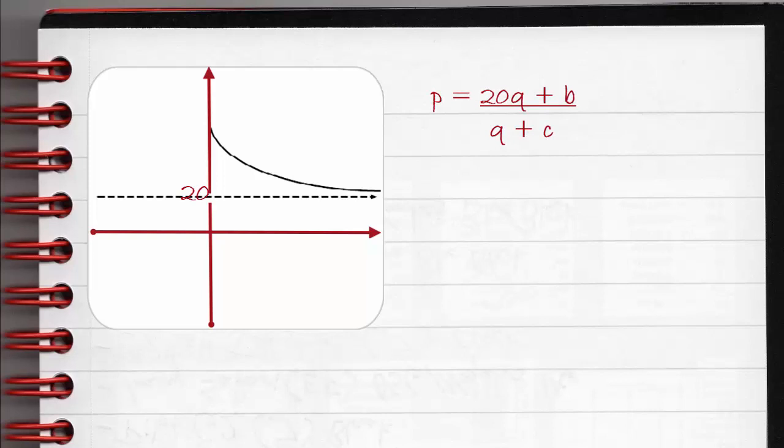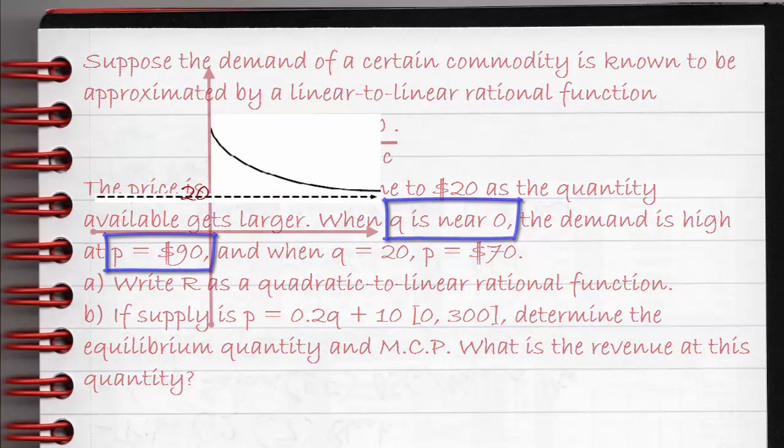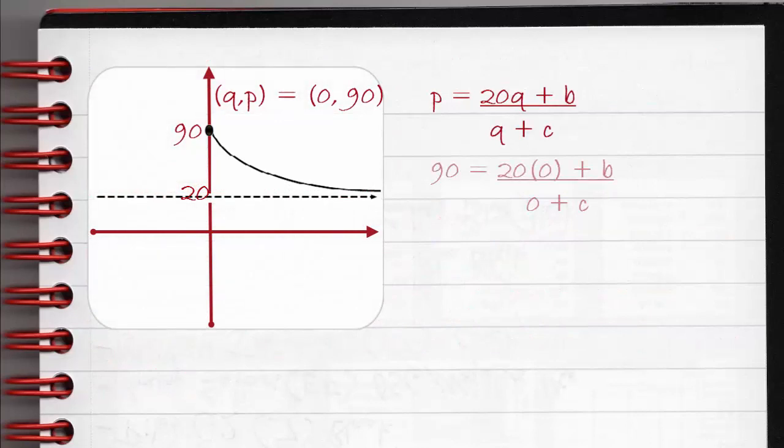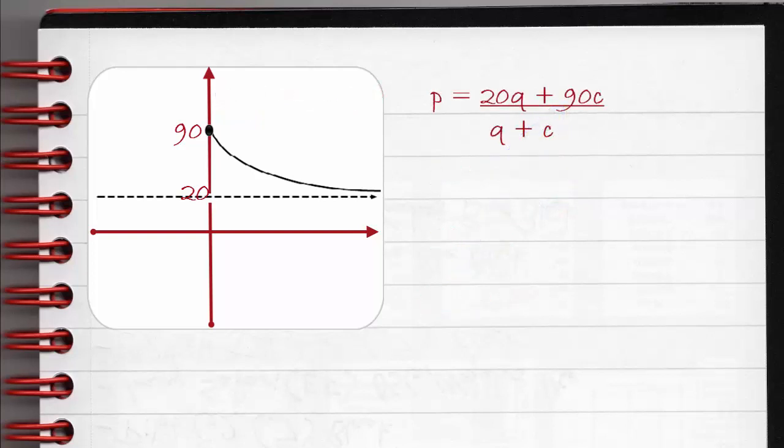Now we need to find b and c. We're told that when q is 0, p is 90. This corresponds to a point, which we can plug into the function. This gives 90 equals b over c, which means b equals 90c. So we can replace b by 90c, and now it remains to find c.